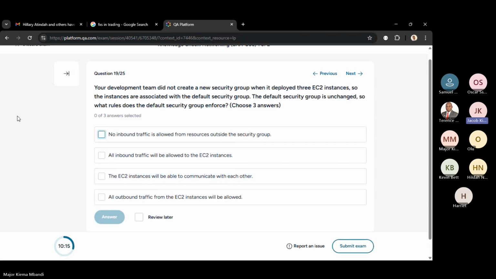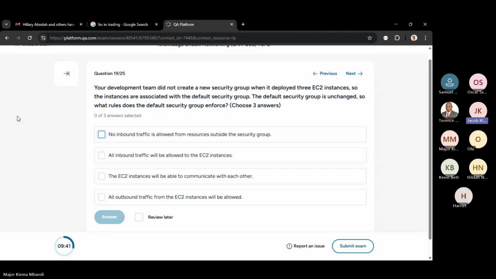So I take on the next question. Your development team did not create a new security group when it deployed 3 EC2 instances. So the instances are associated with the default security group. The default security group is unchanged. What rules does the default security group enforce? So I think we have to choose 3.